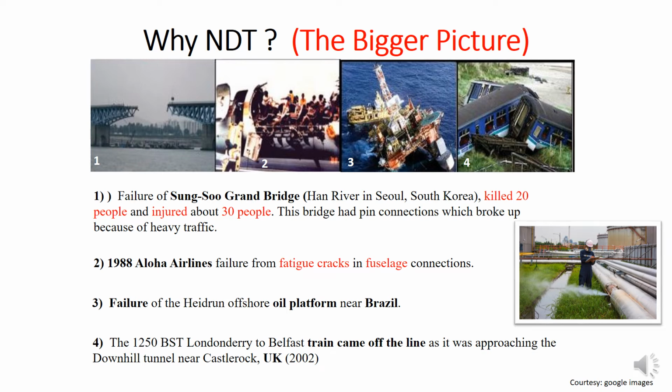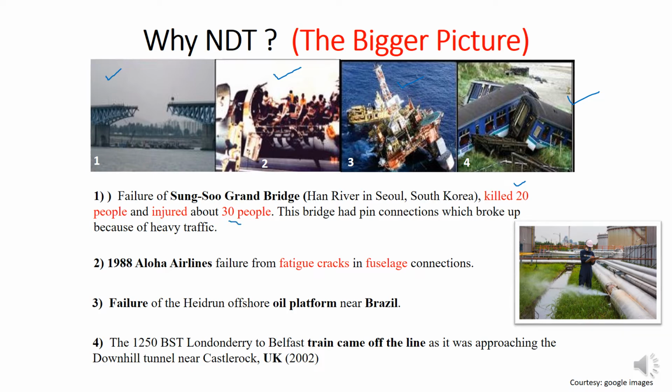So why should we worry about NDT? The bigger picture: here you can see failures, like the failure of a bridge, a failure of an aeroplane, an oil platform failure, and a train which has come off the line and led to several casualties. In figure 1, one part of the bridge fell down during heavy traffic, which killed 20 people and injured 30. It happened in Seoul, South Korea.